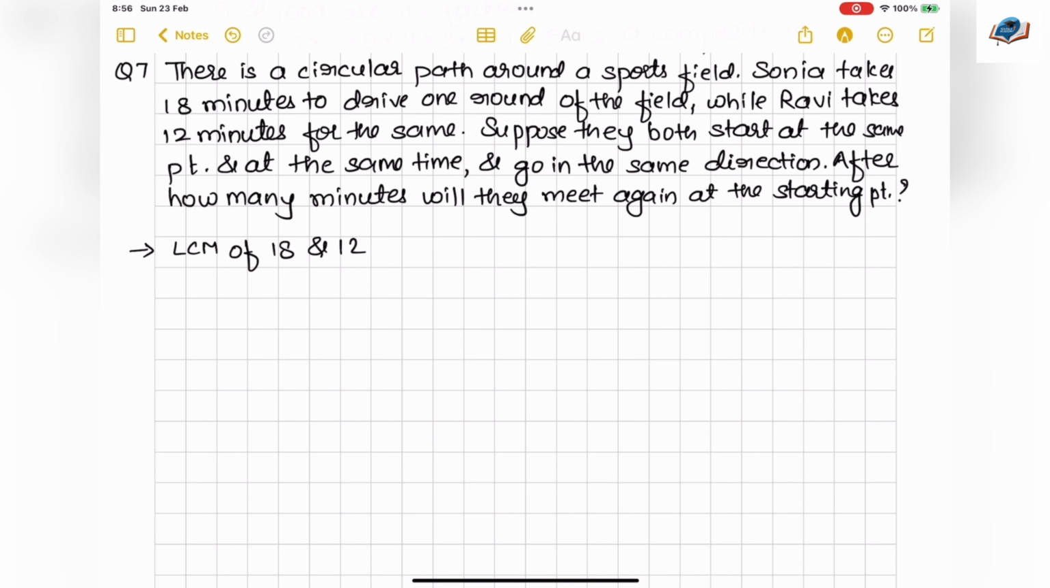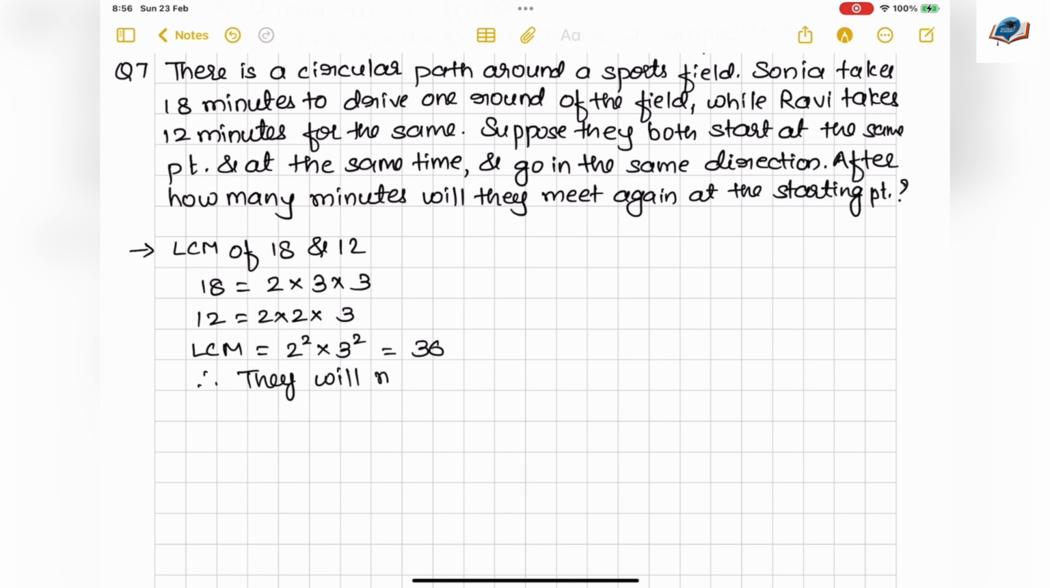So 18 will be equal to 2 into 3 into 3 and 12 will be 2 into 2 into 3. So LCM will be 2 square into 3 square. So that is 9 fours are 36. So therefore they will meet again at starting point after 36 minutes.